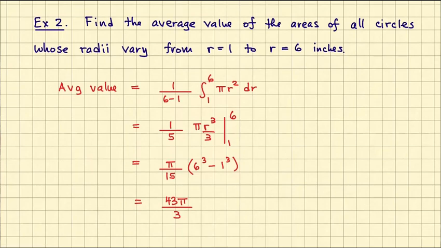Okay, so now you ought to be able to do the homework, which is going to consist of problems where you're finding volumes with known cross-sectional areas, and it will also have some average values, so you have a chance to try both of these things.